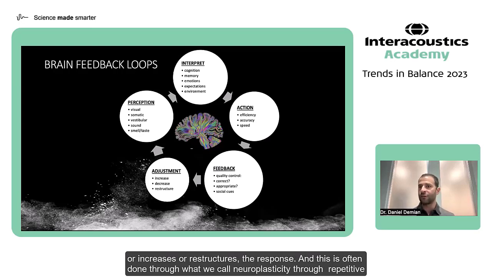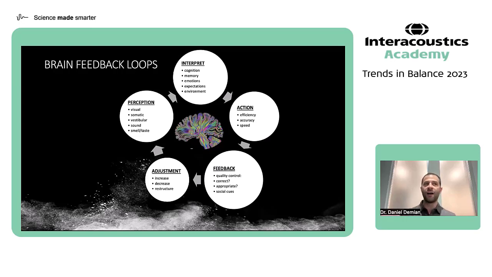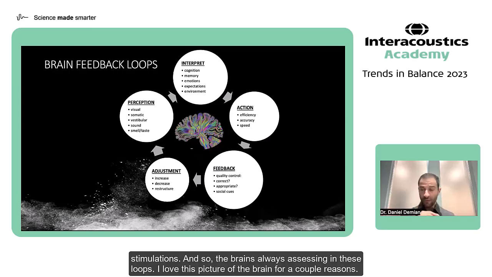And this is often done through what we call neuroplasticity, through repetitive stimulations. And so our brain's always assessing in these loops.